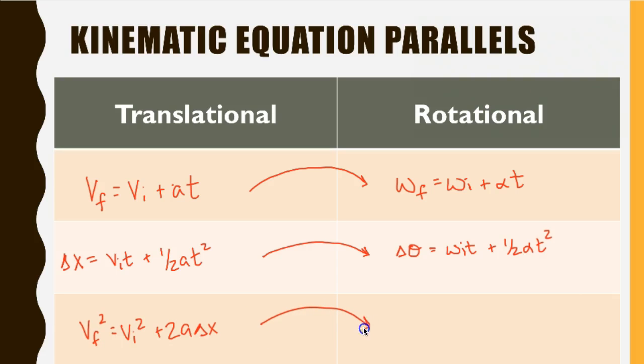And the same thing can be said here. The final angular velocity squared equals the initial angular velocity squared plus 2 alpha delta theta. These formulas have the same properties that those had. Remember, these all assume constant acceleration, so in this case, constant alpha over here. These assume constant linear acceleration, but the formulas work the same way.